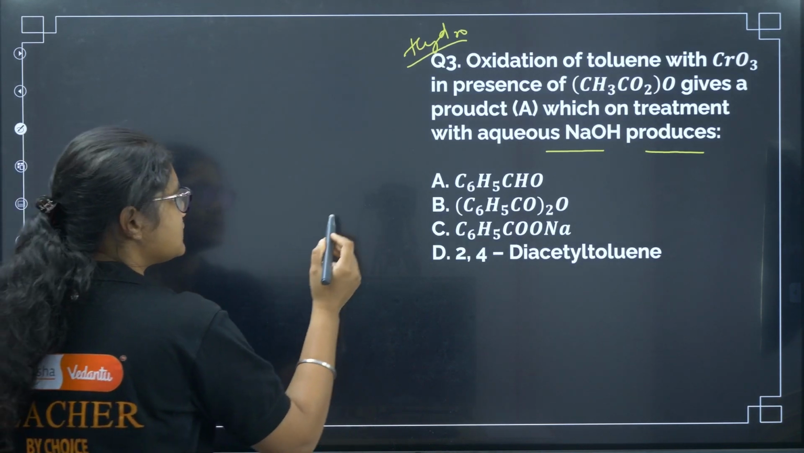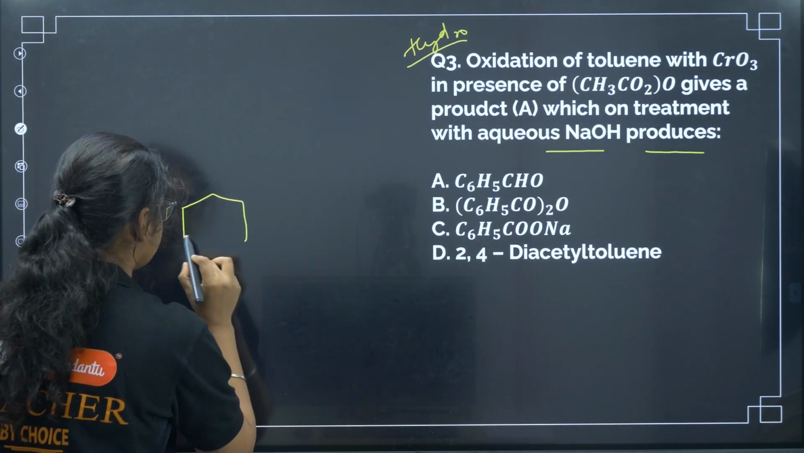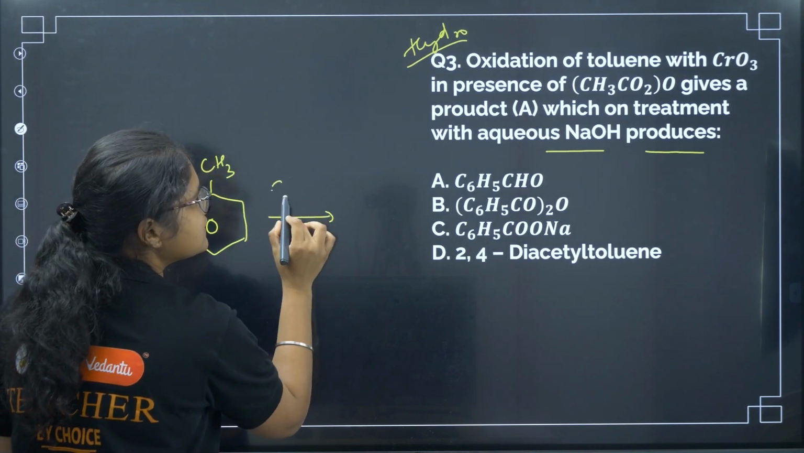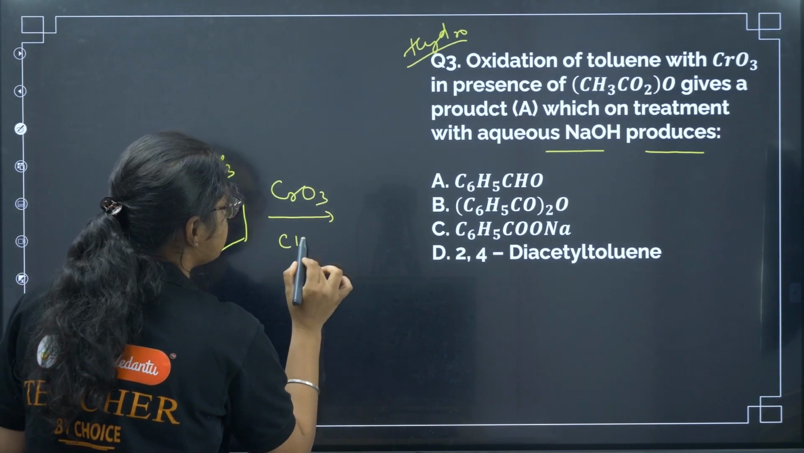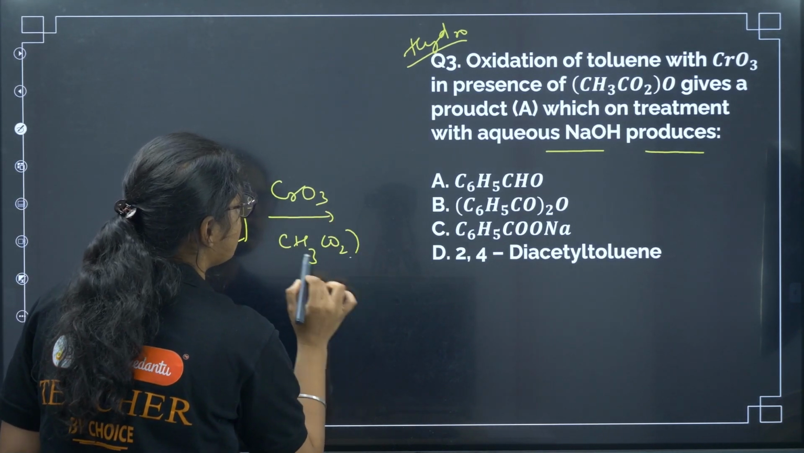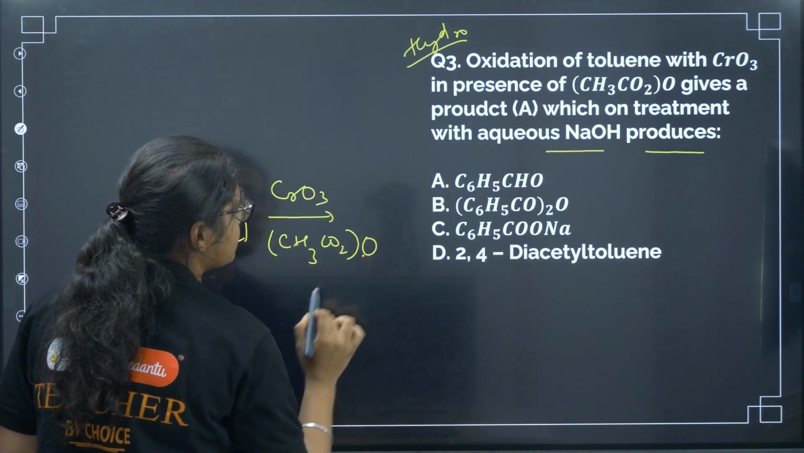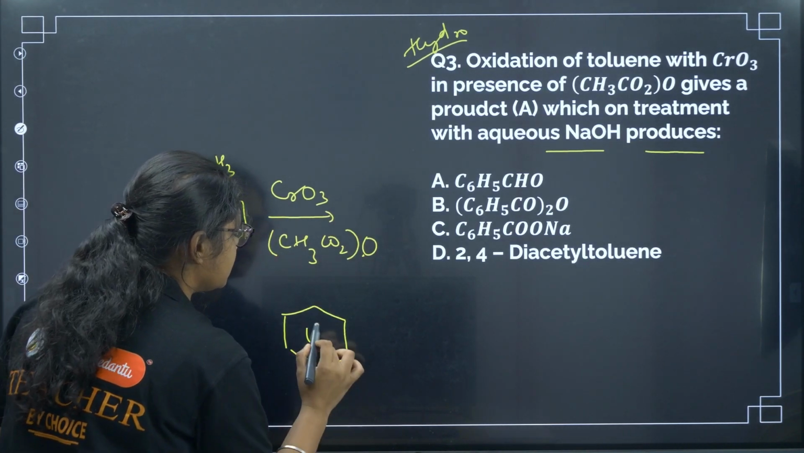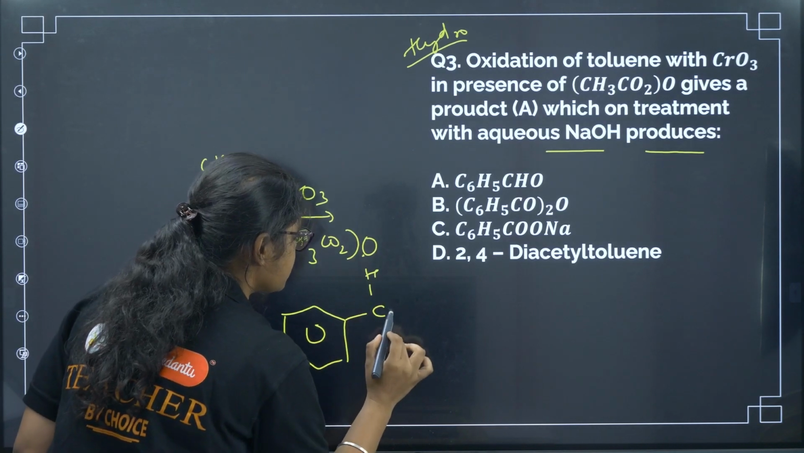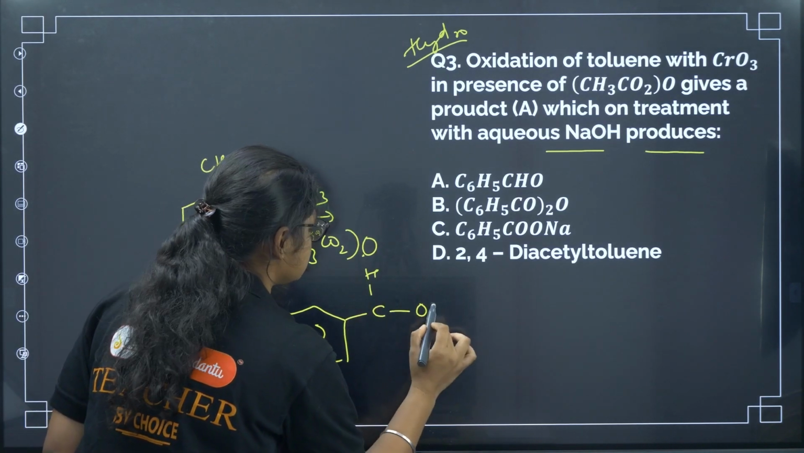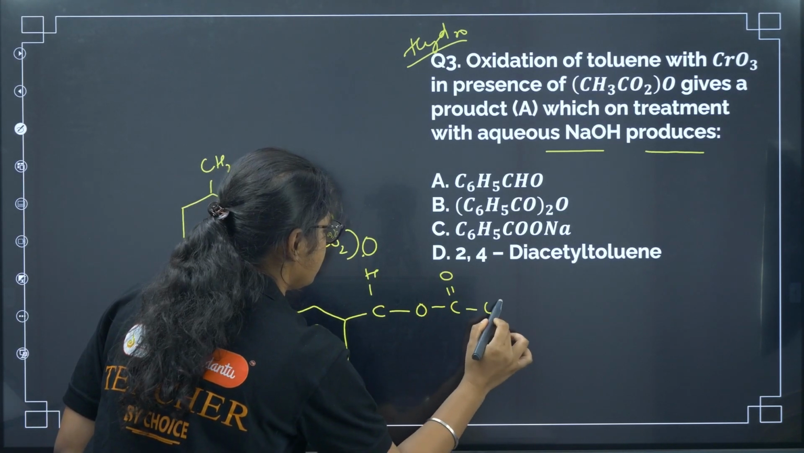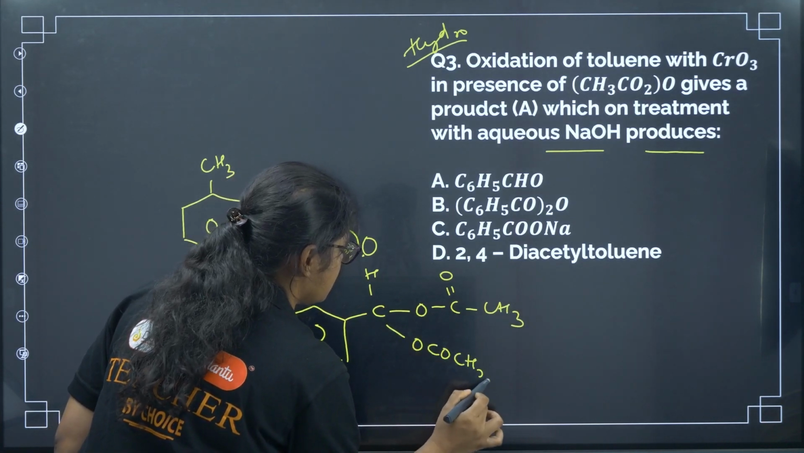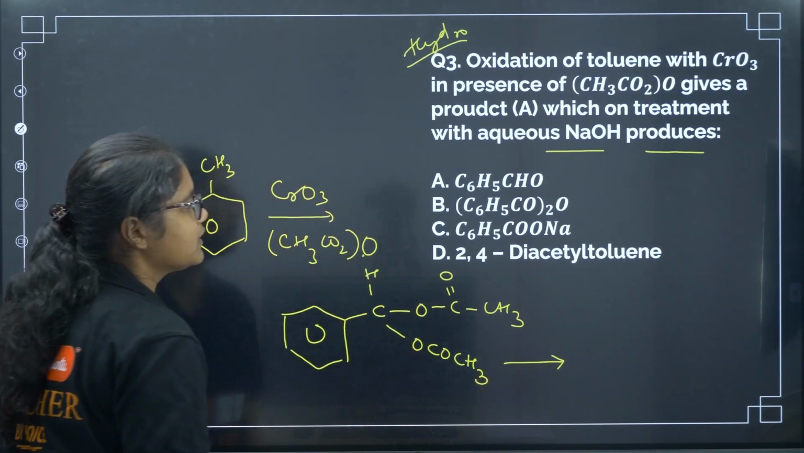So now if you see what is there, first toluene is there. Okay, so let us draw toluene, CH3, and then it is treated with CrO3 in presence of (CH3CO)2O. Okay, so now if this one is reacting with this one, we will get this intermediate formed here, CH(OCOCH3)2, okay, and we have OCOCH3. Okay.